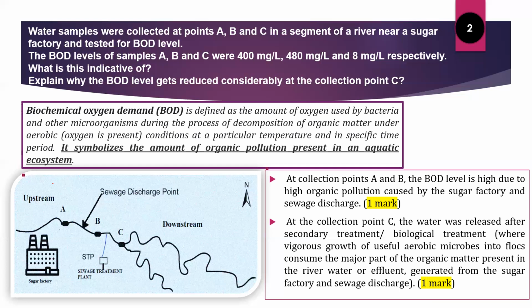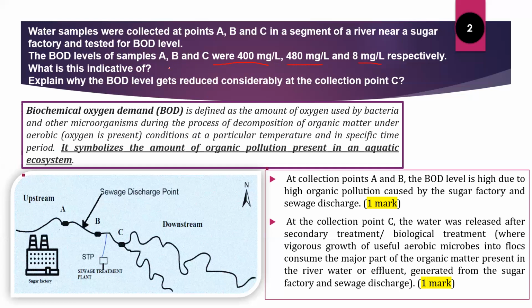Fine. The first statement says that at 3 points, A, B, and C, different water samples were collected, right? Where? In a segment of a river. And this river was near a sugar factory, okay? And the water samples were subjected to BOD assessment. We'll check what is BOD, but let us continue with that question. According to the question, the BOD levels of the samples A, B, and C were 400 mg per liter, 480 mg per liter, and 8 mg per liter respectively.